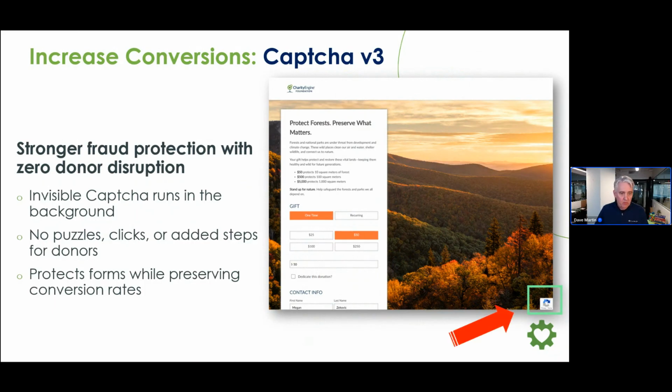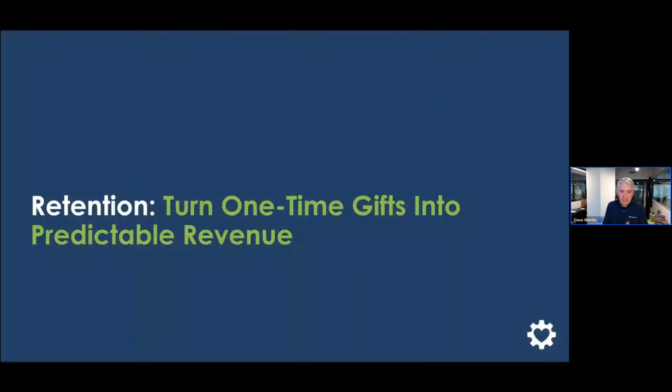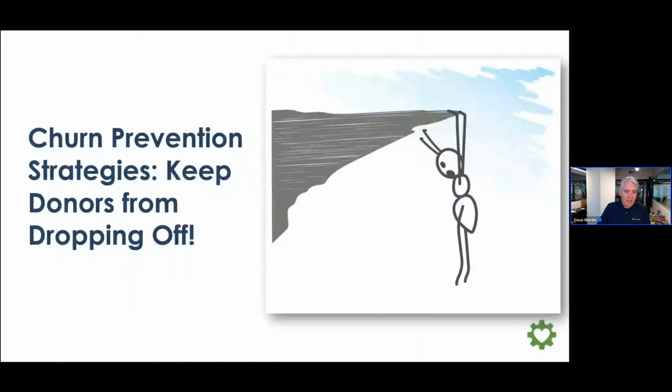Oh, there's my red arrow. Retention. Turn one-time gifts into predictable revenue. Churn prevention strategies. What you've got to do to keep your donors from dropping off, right?